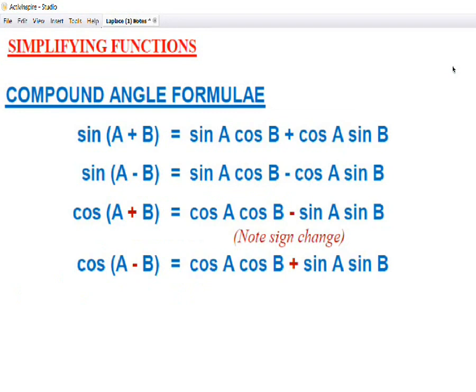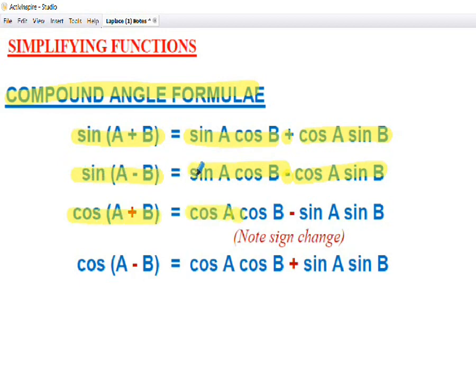And finally, we sometimes make use of compound angle formulae. Again, you may have seen these before. In this case, sine of open bracket a plus b, where a and b are numbers, can be written as sine of a times the cos of b plus cos of a times the sine of b. Sine of a minus b can be expanded as sine of a cos of b take away cos of a sine of b.